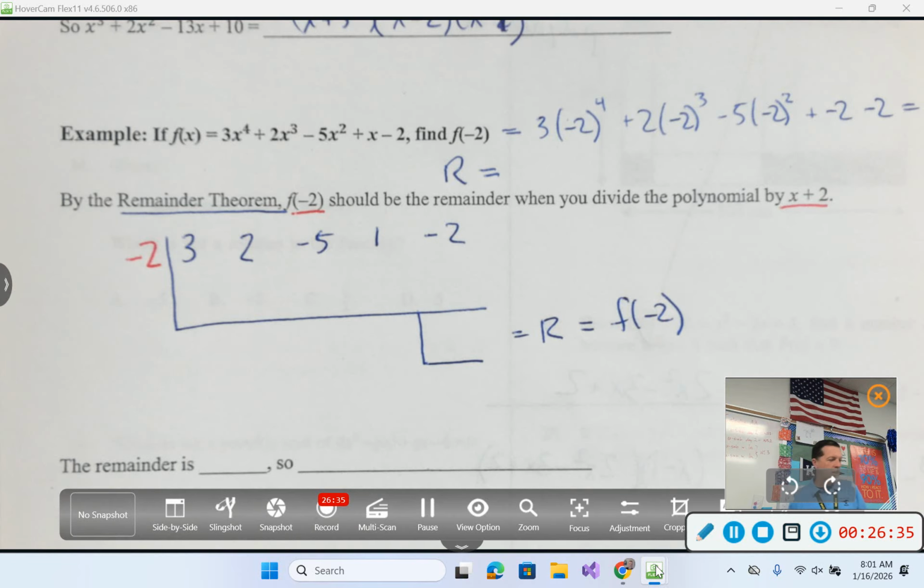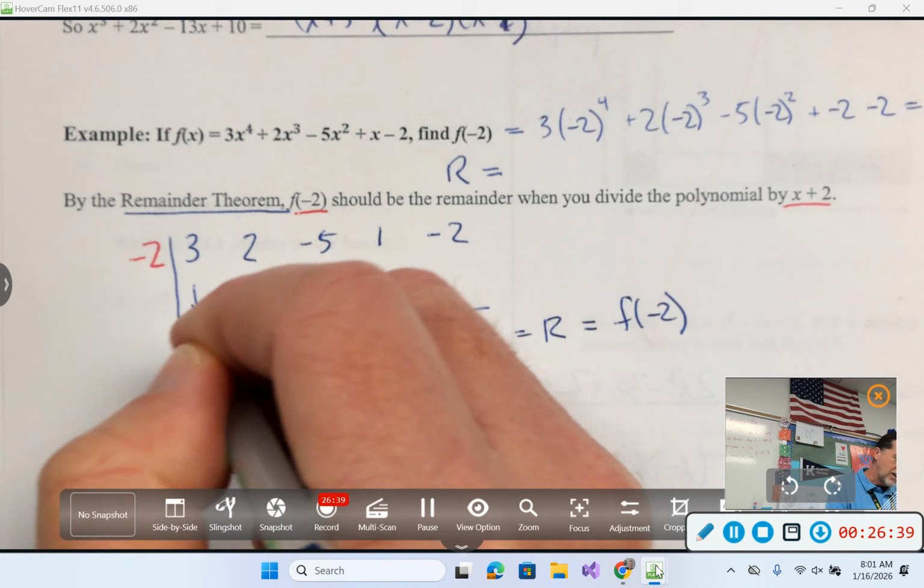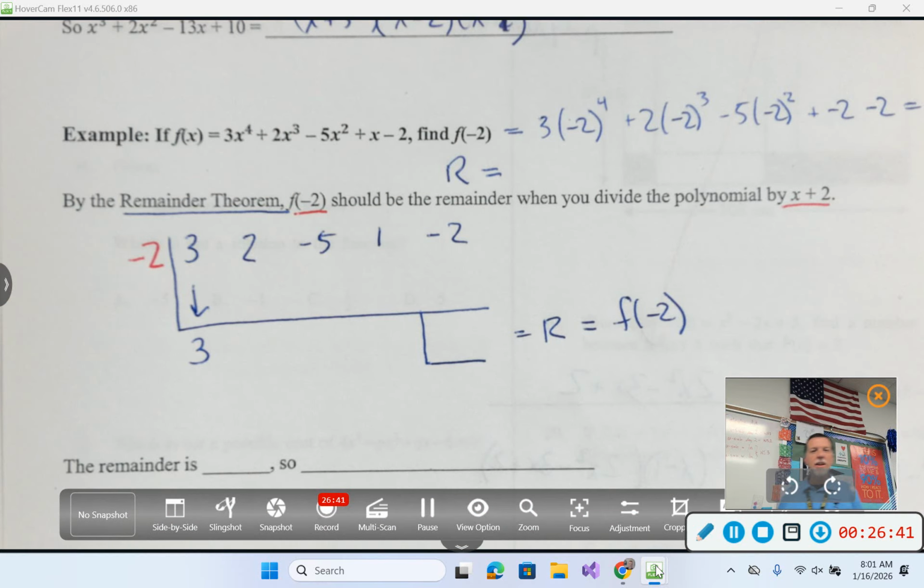I hadn't even done it yet, but I know that whatever lands in that box will be my answer. How do I get started on a synthetic divide problem? Bring down the 3. And then I'm going to let you finish that one off. Multiply, add, multiply, add, multiply, add, multiply, add until you get to the end. Here it is right here.